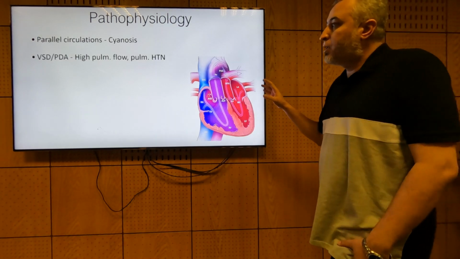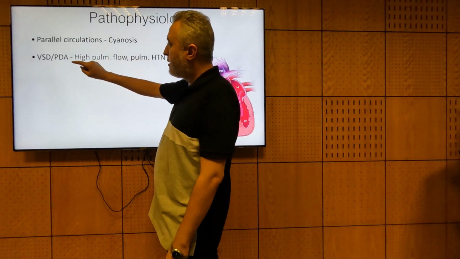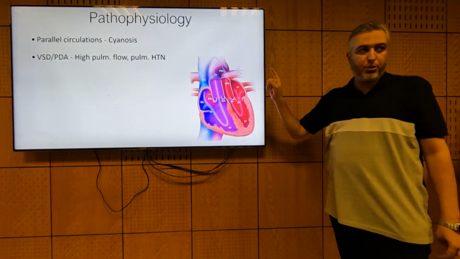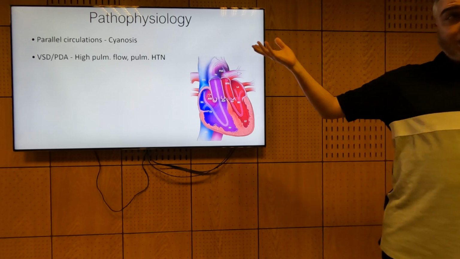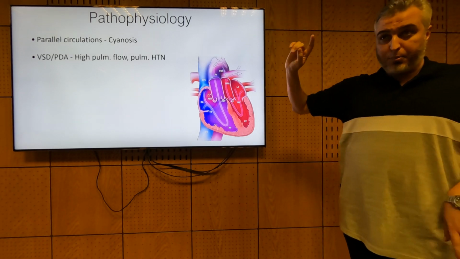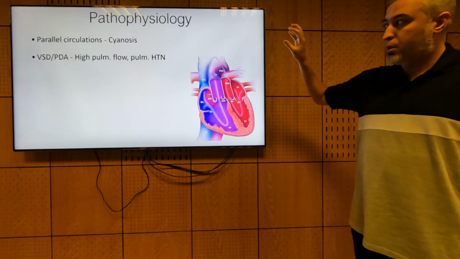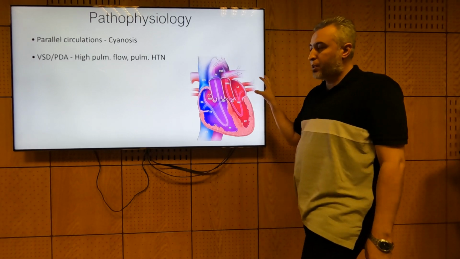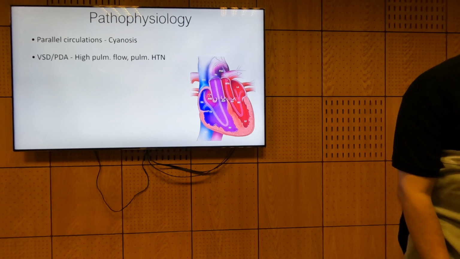Two of the sites of mixing that allow survival actually cause high pulmonary flow and high pulmonary pressure. So the patient can have a VSD or a PDA, and if these are large, the pulmonary flow will be actually quite high and pulmonary pressure will be high. So putting pulmonary hypertension into the context of the disease allows us to think how to manage.